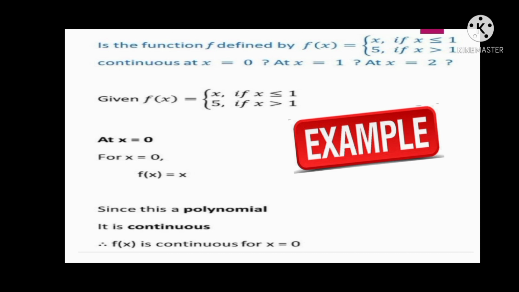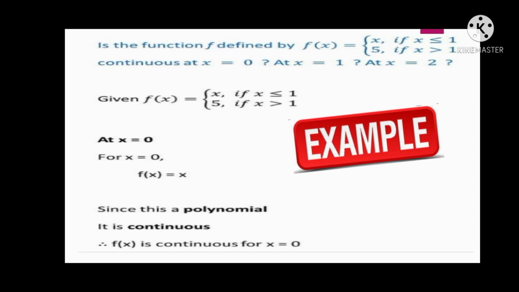Is the function f defined by f of x is equal to x if x is less than or equal to 1, and 5 if x is greater than 1, continuous at x is equal to 0, at x is equal to 1, and at x is equal to 2? Here there are three points: x is equal to 0, x is equal to 1, x is equal to 2. We need to find out each of them.